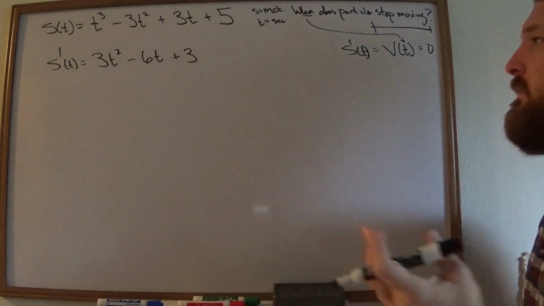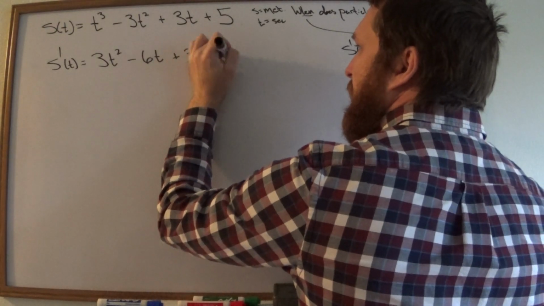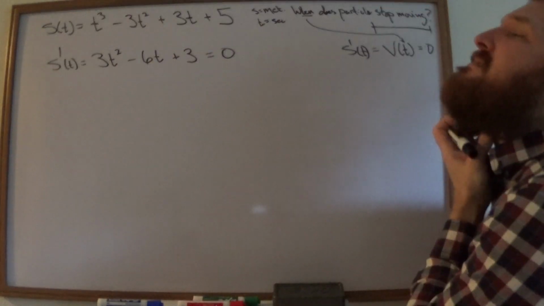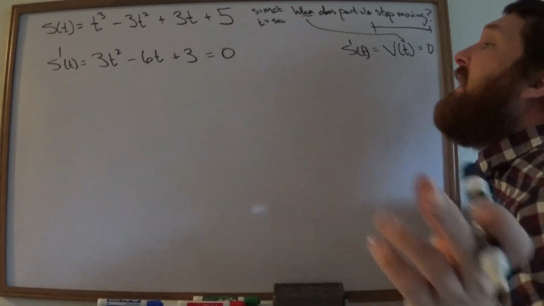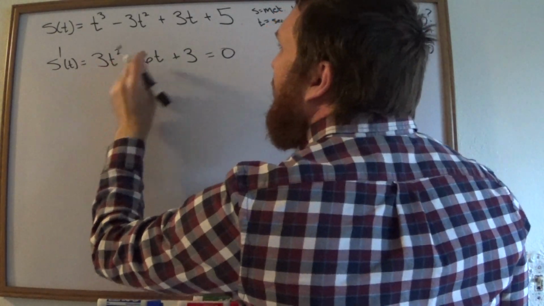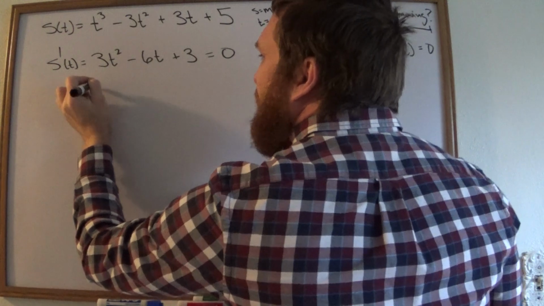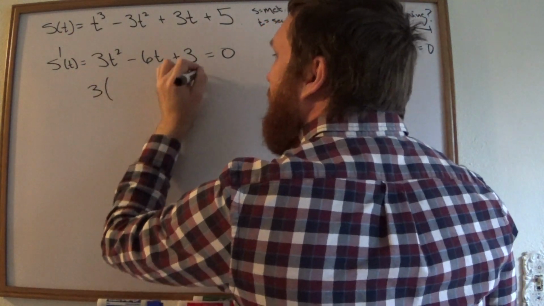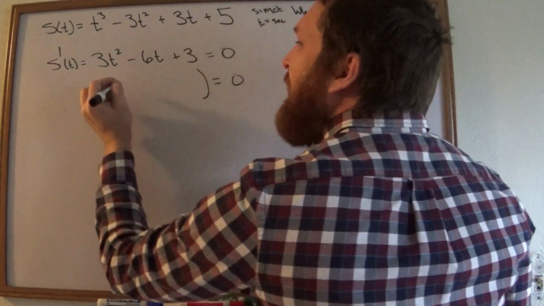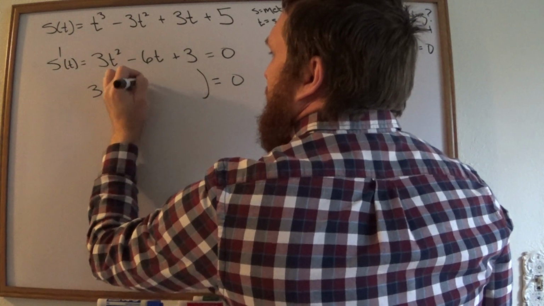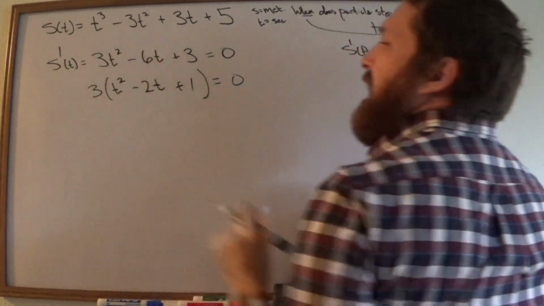What do I do? Set it equal to 0. Quadratic form. There might be multiple. Factor out a 3. This one works out to be nice. Everybody got that?